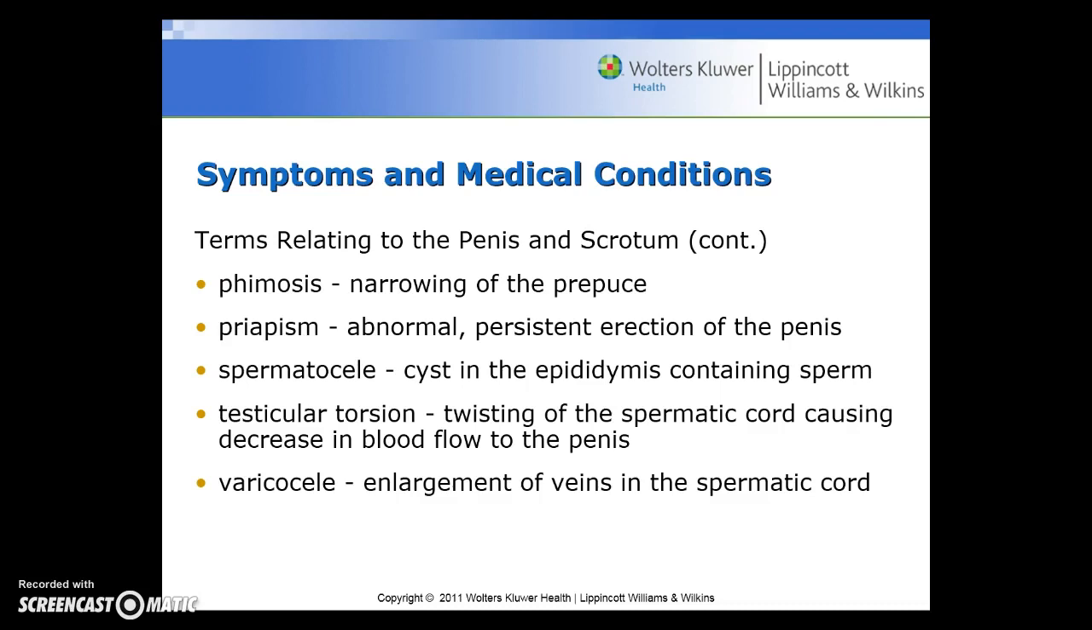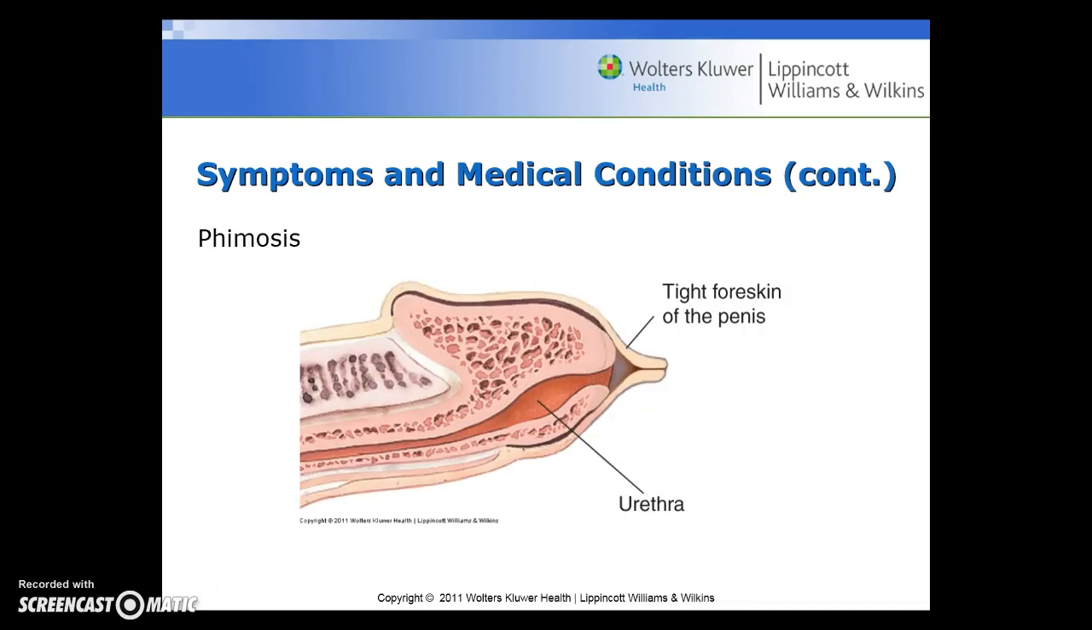Priapism is the abnormal persistent erection of the penis. A spermatocele is a cyst in the epididymis containing sperm. Testicular torsion is the twisting of the spermatic cord causing a decrease in blood flow to the penis. And a varicocele is the enlargement in the veins in the spermatic cord.